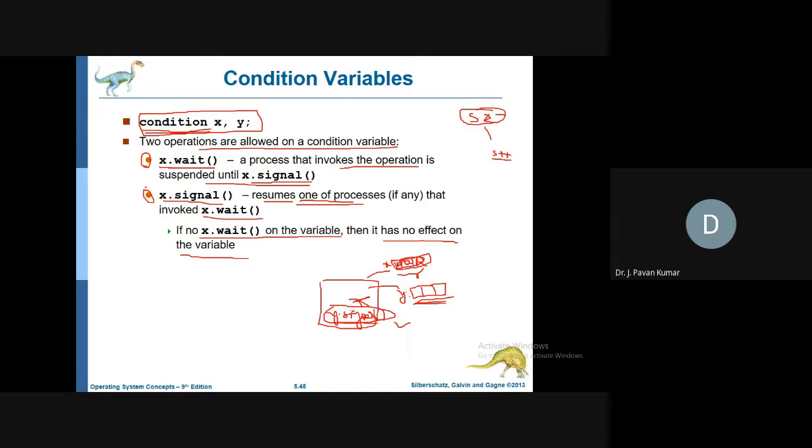That's it. This is about the condition variables. Condition variables are nothing but a type of variable, and the operations that we can perform on these condition variables are wait and signal. Wait operation will make the process be kept in the suspended queue, and signal operation will make one of the processes resume, if any. If no process is waiting, then it will ignore that signal call.